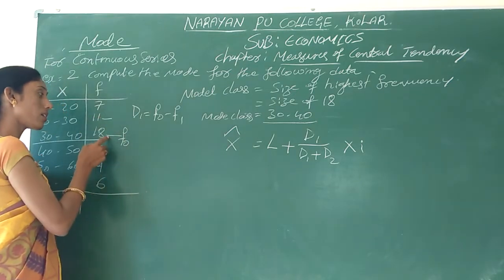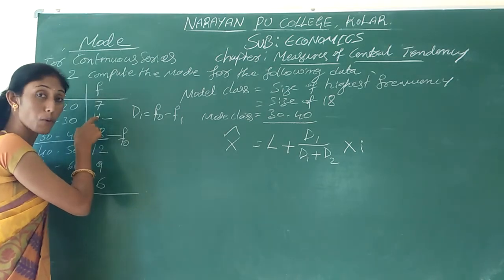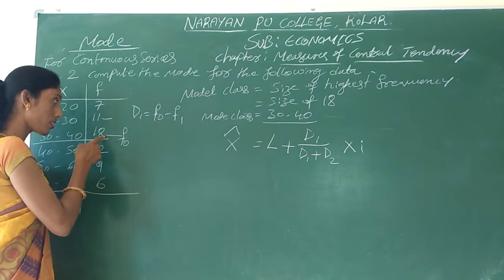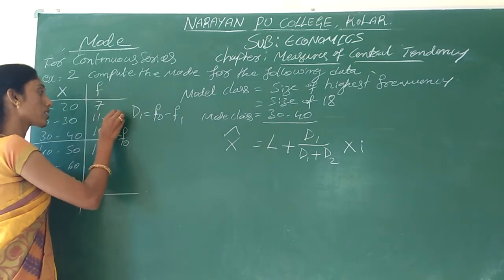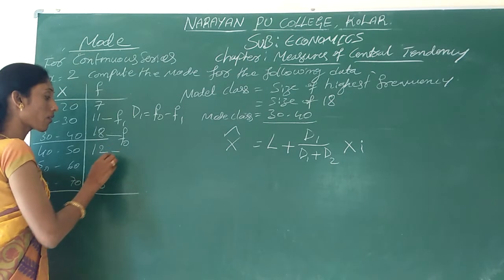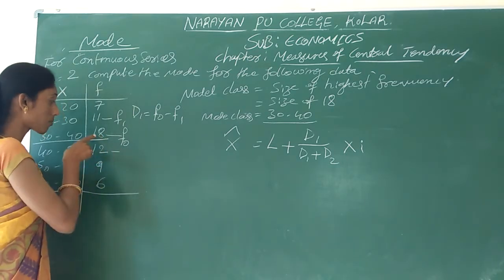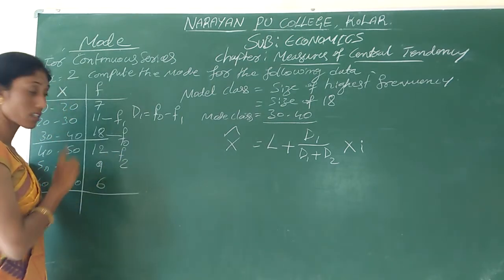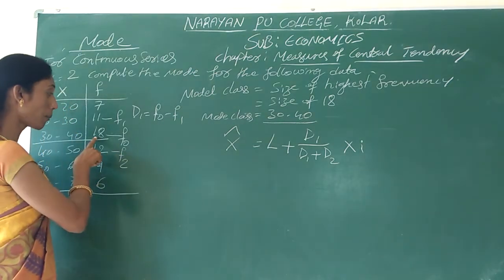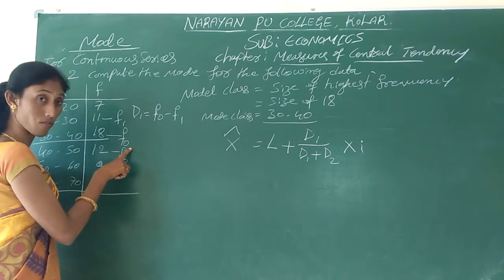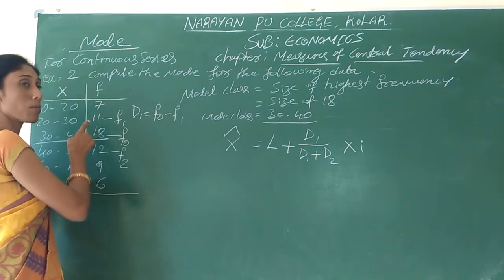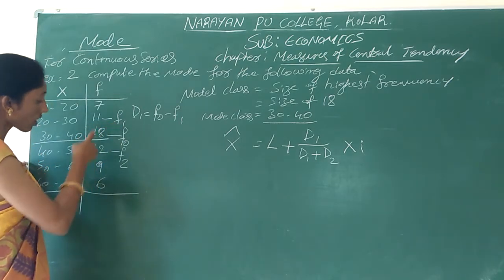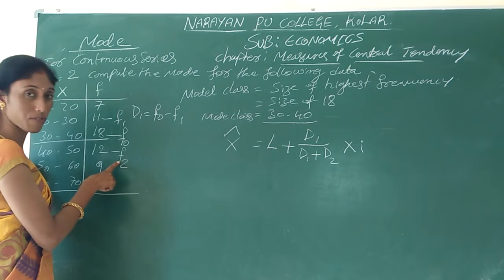F1 means the frequency preceding the mode class. F2 means the frequency succeeding, after the mode class. Got it? It should be very clear. The frequency of the mode class is called F0, the frequency before the mode class, previous to it, is F1, and the frequency after the mode class is F2.